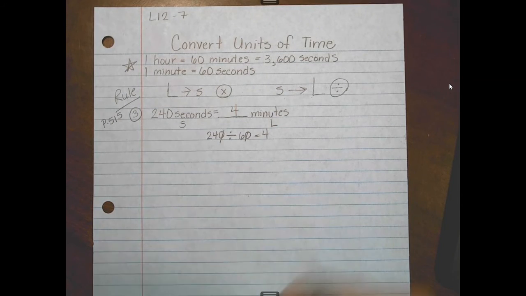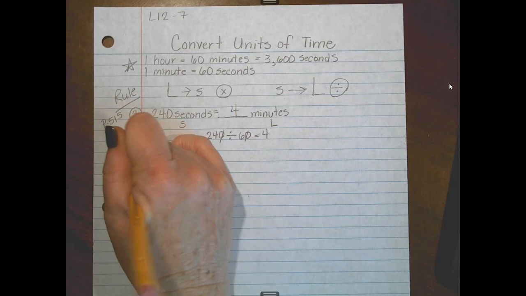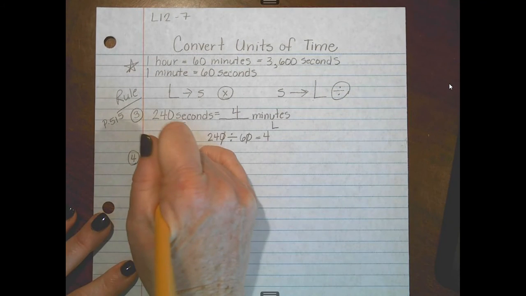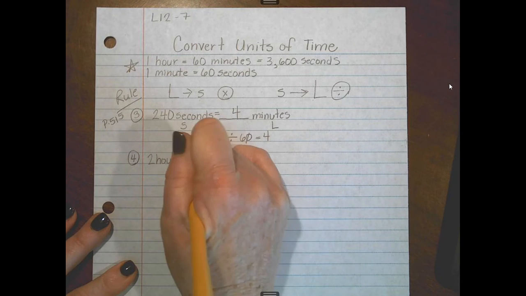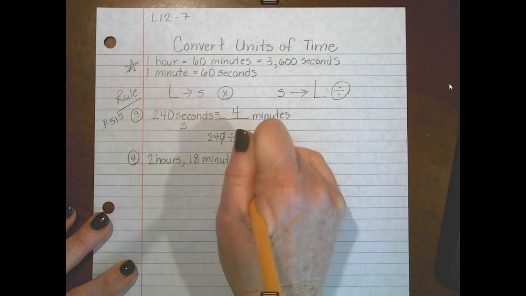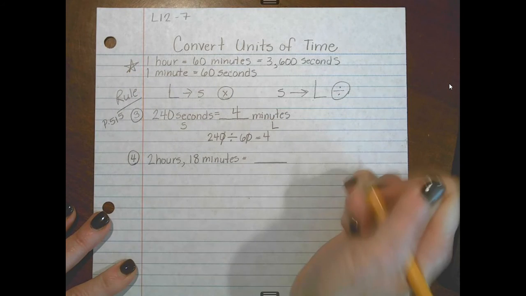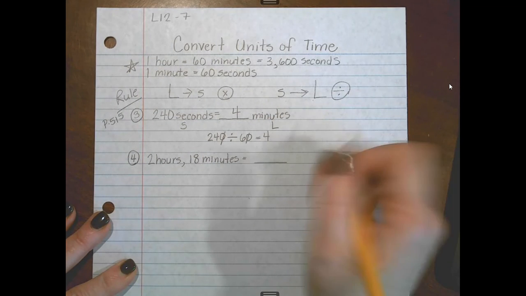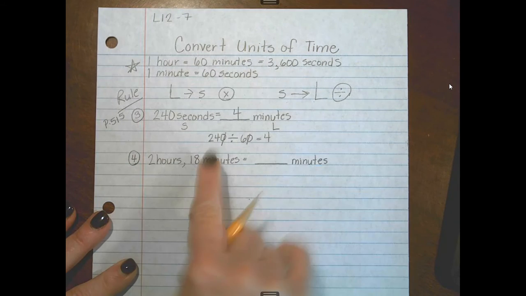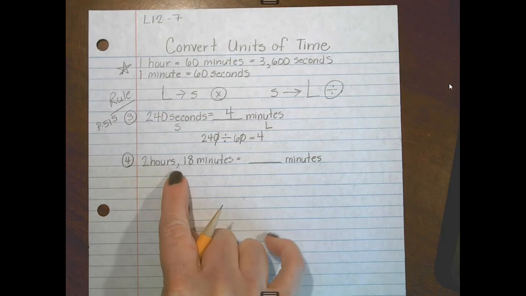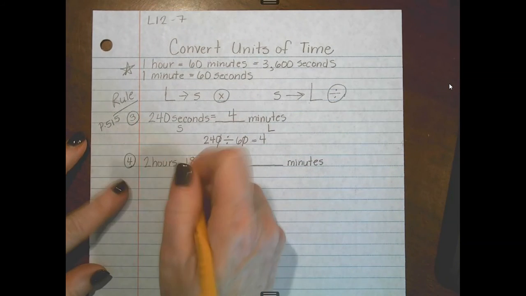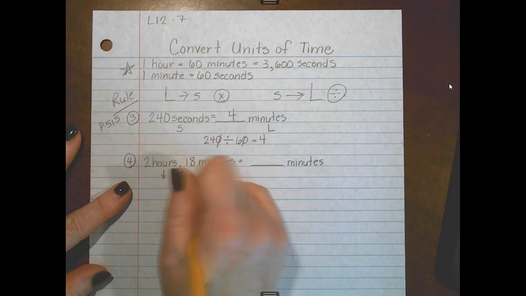All right, let's look at problem number 4. We're going to be converting 2 hours, 18 minutes to minutes. So I already know that 18 minutes are here, so I don't need to mess with that. What I need to deal with is these 2 hours. So you know what? I have these 2 hours. I'm just going to drop down here.